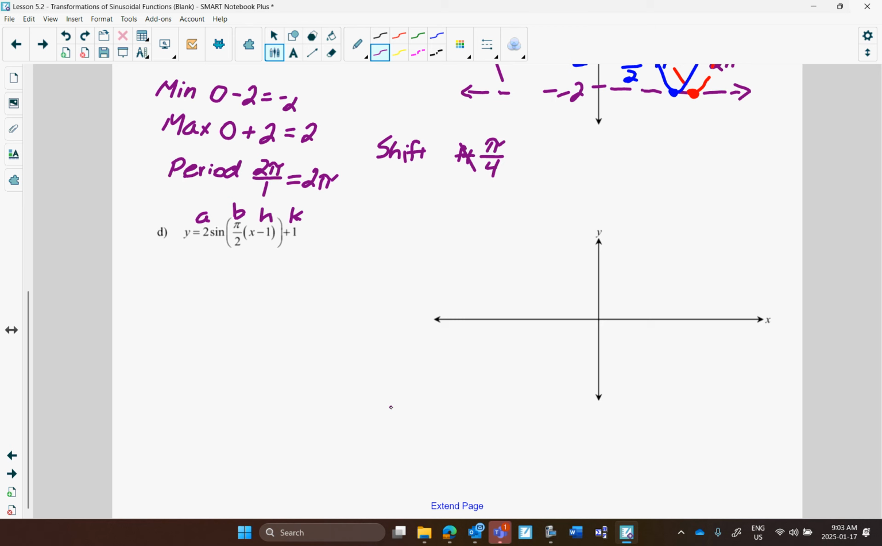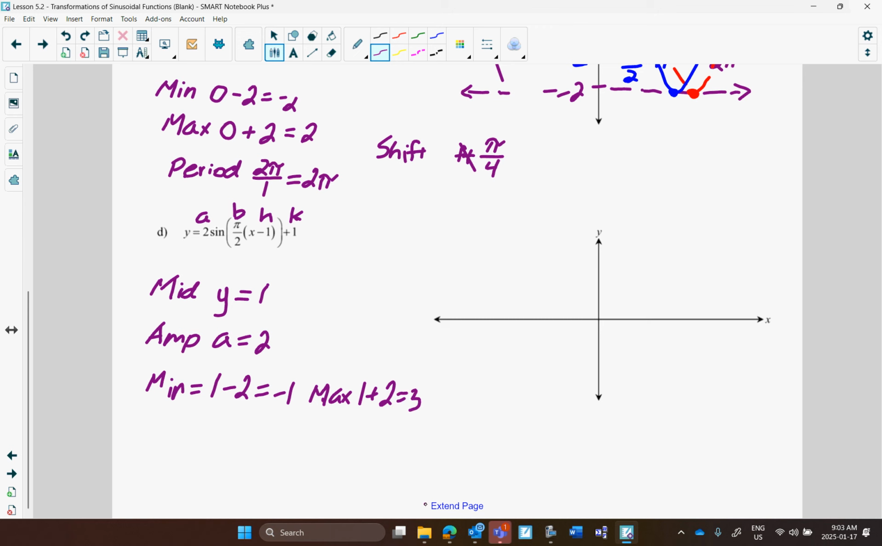Okay, so the midline: y equals 1. Amplitude is 2, which means what's the min? Be careful. -1, because it's 1 minus 2. It's the midline minus the amplitude. And the max is the midline 1 plus the amplitude, which is 3. So now we can sketch all those.